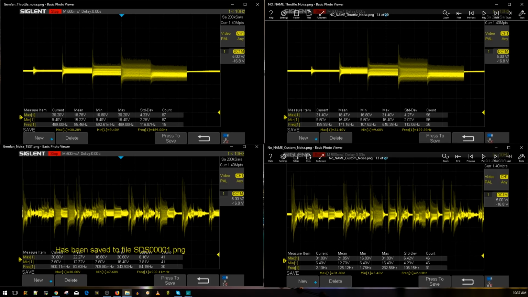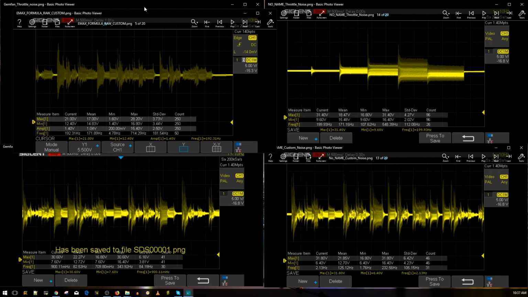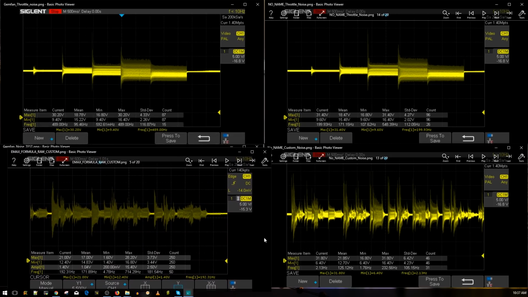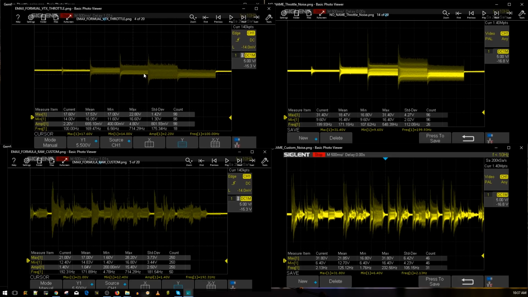For example, let's bring in the Emax Formula. I think it's around the same price here. So the Emax Formula, here's the throttle noise. There we go. All right, so if we take a look here, this is in the same price category. The one on the left now is the Emax Formula. As you can tell, the Emax Formula is a lot better. So if I had to choose between this no-name and the Emax Formula, I would definitely go for the Emax Formula. You can see it's noticeably a lot better. It's a lot more efficient.